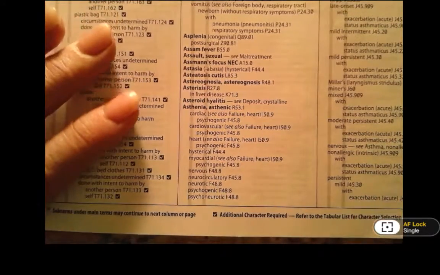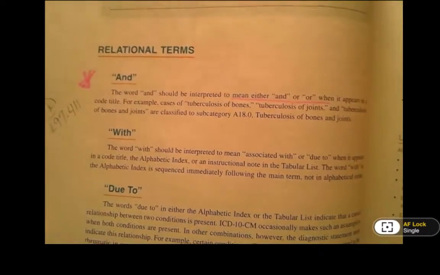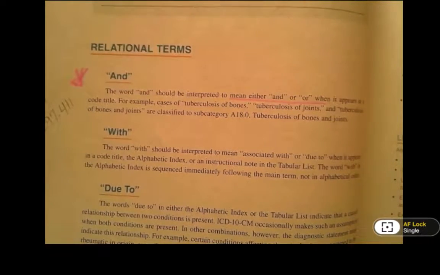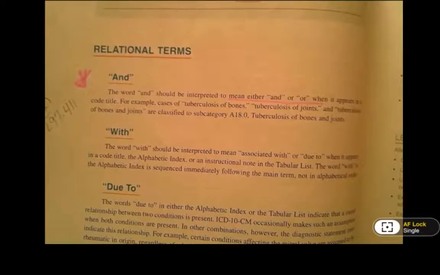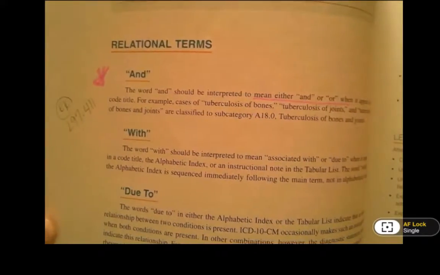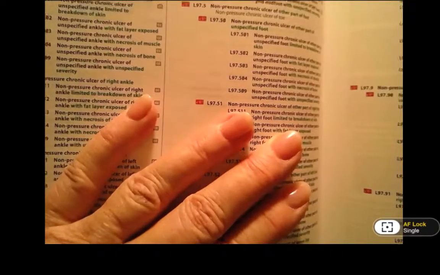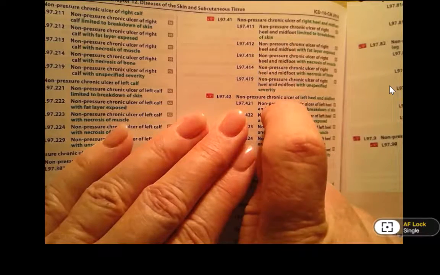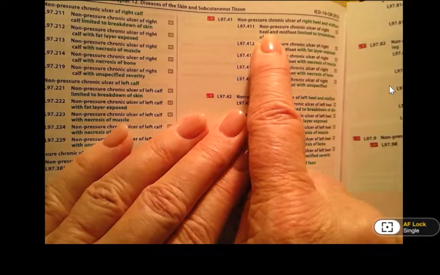The next thing I want to show you is from Chapter 3, relational terms, because this is sometimes confusing. The word and should be interpreted to mean either and, or it can mean or when it appears in a code title. So I looked for an example besides the one that's in the textbook to show you what we're talking about, and I saw L97.411. So let's go there. L97.411, non-pressure chronic ulcer of the right heel and midfoot. This is an example. And can be read as or.